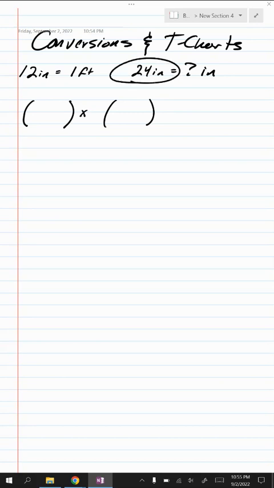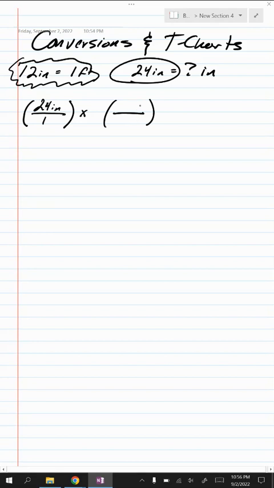So if I'm given 24 inches, I'm going to put that in the numerator of my first fraction, and I'm going to put that over 1. So anything divided by 1 is itself. So 24 over 1 is 24. That's cool. What do we want to multiply it by? We want to take this information here, our 12 inches is equal to 1 foot, and use it here in our second fraction. So in our proportion here, I want to put inches to feet.